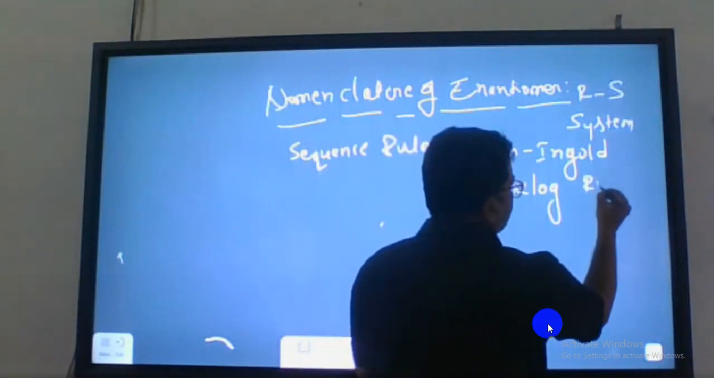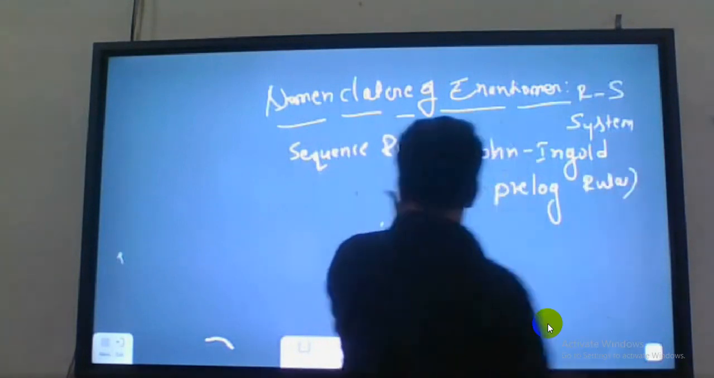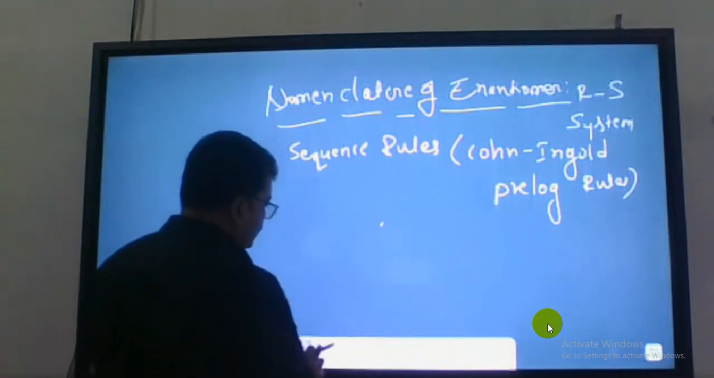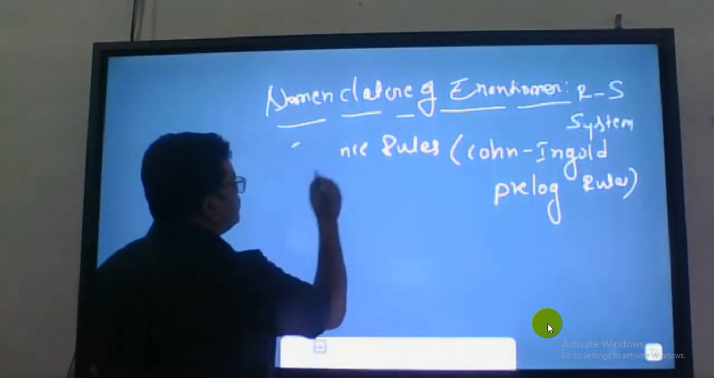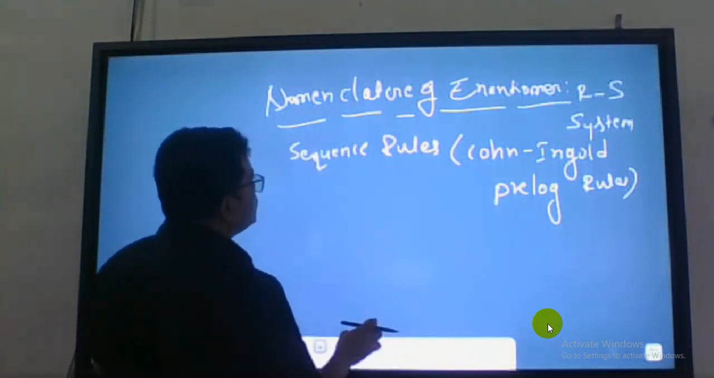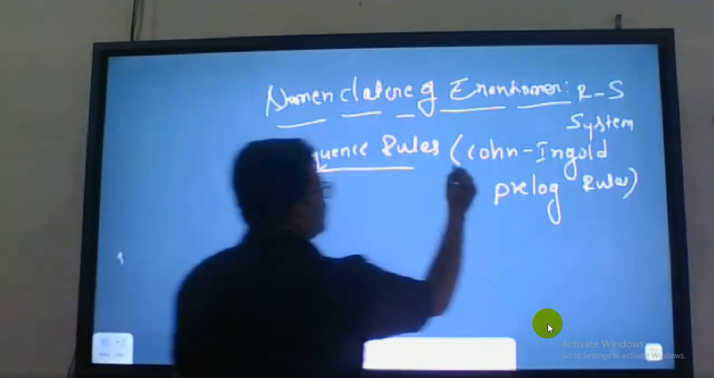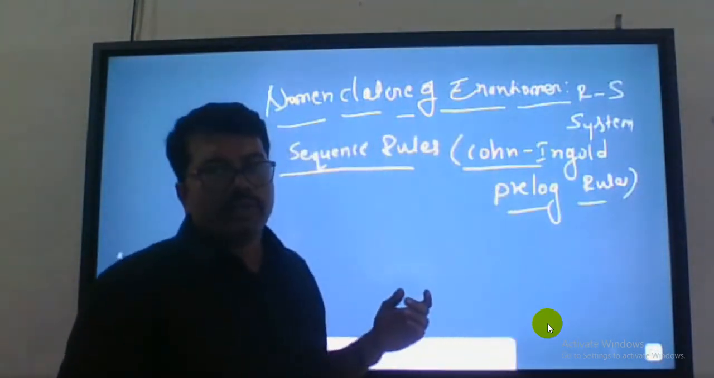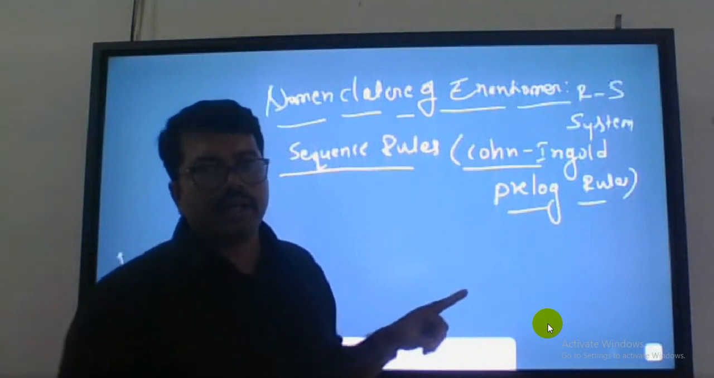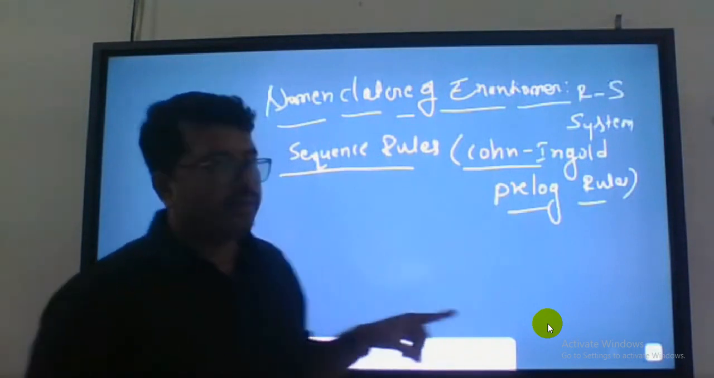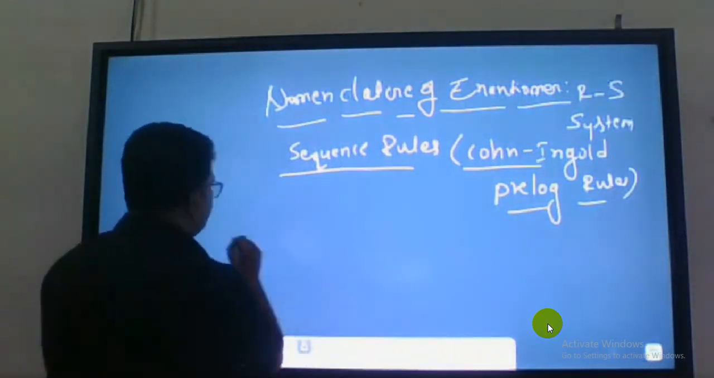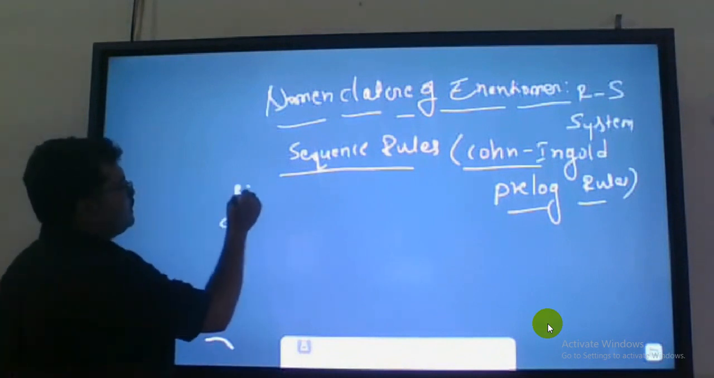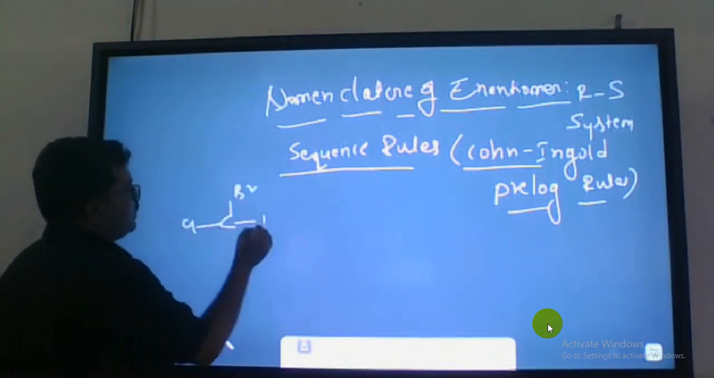So according to Cahn-Ingold-Prelog rules, we are going to name whether it is R or S. These are the rules we have to maintain. First, atoms directly attached to the chiral carbon. Here, for example, one example. So this is carbon, and this is bromine, this fluorine, this hydrogen.